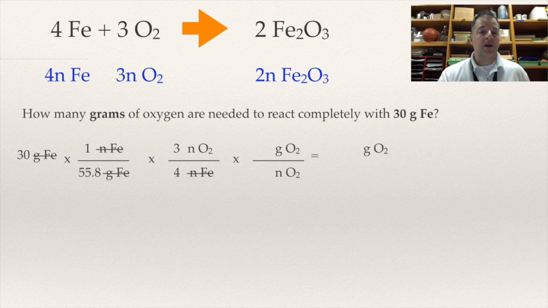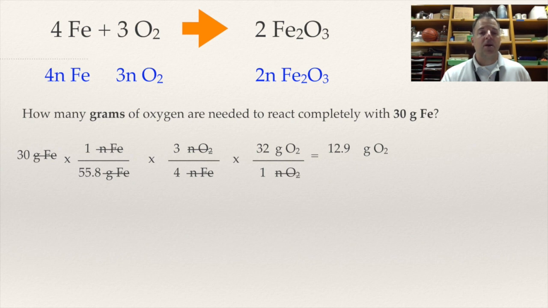And we should again recognize units of grams per mole is molar mass. So it's a certain number of grams for every 1 mole. As we said before, the molar mass of O2 is 32 grams. Again, we see that our units of moles of O2 cancel. Now it's a matter of doing the math, because the only units that are left are the units that we want. So we're going to take 30 times 3 times 32 divided by 55.8 and divided by 4, and we should get 12.9.